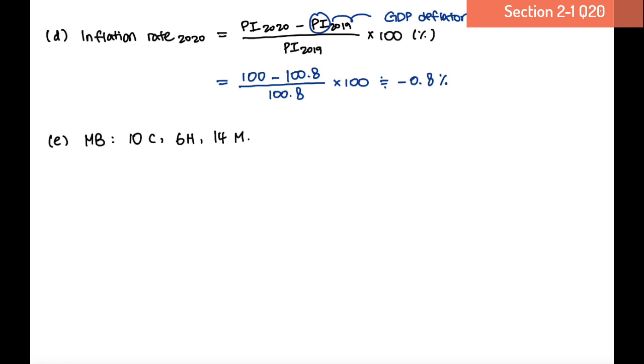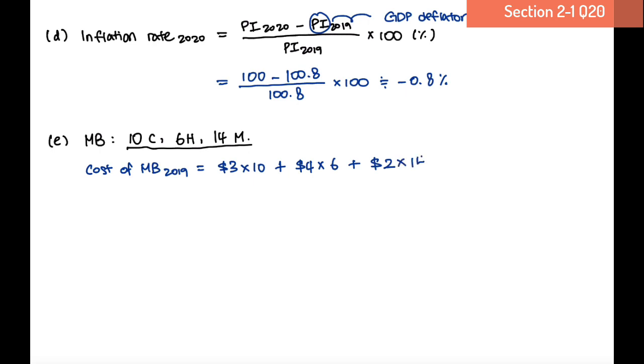So in other words, to buy the same market basket of these 3 goods, how much money do we need each year? Starting with 2019. In 2019, the price of candles was $3. We need to buy 10 of them. Price of hot dogs was $4. We need to buy 6 of them. Price of mints was $2. We need to buy 14 of them, which gives us the cost of market basket at $82.